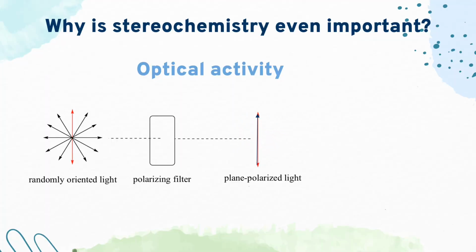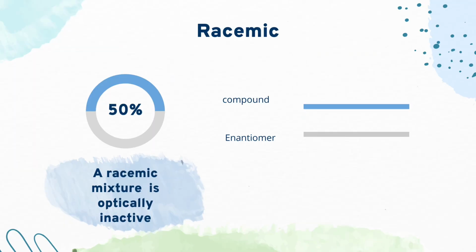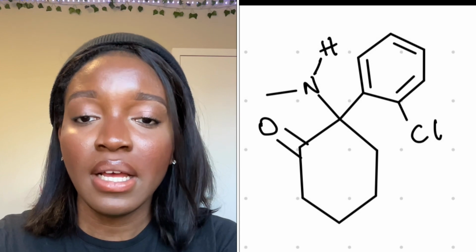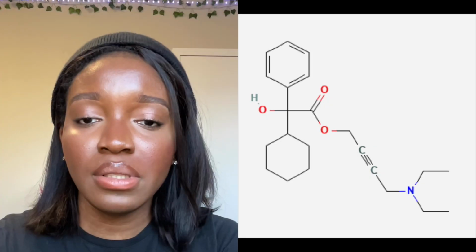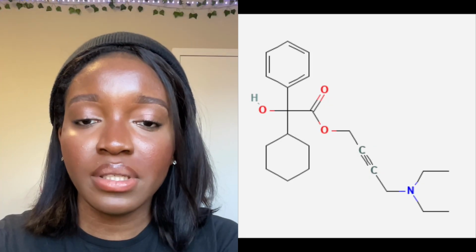What are the applications of stereochemistry? One of them is optical activity. Chiral compounds can rotate plane polarized light. Pretty cool, huh? By the way, when you have equal amounts of a compound and its enantiomer, it is racemic. The spatial arrangement of molecules is important in the design of medicine, like ketamine in anesthetic and oxybutynin used to treat urinary and bladder disorders.